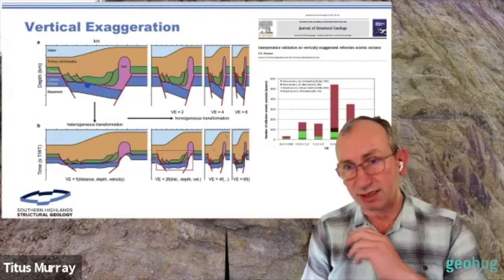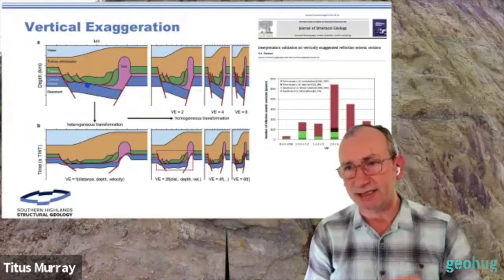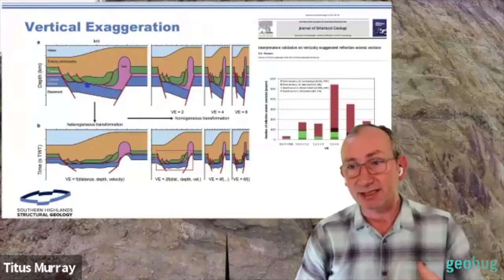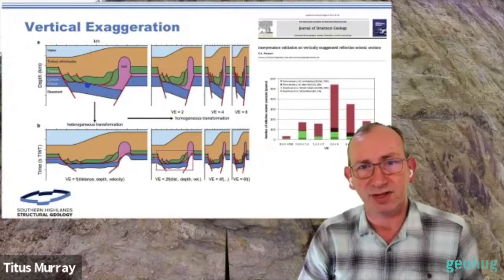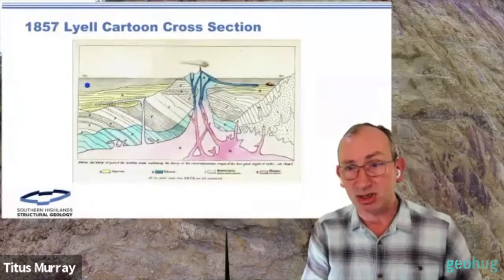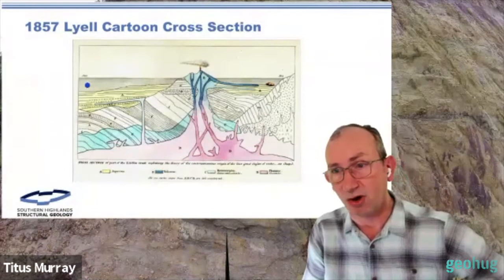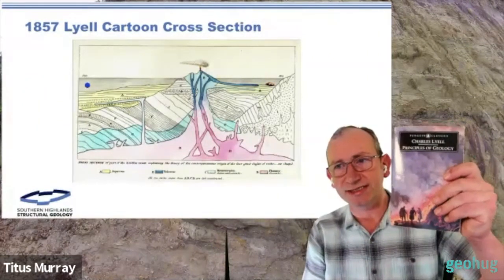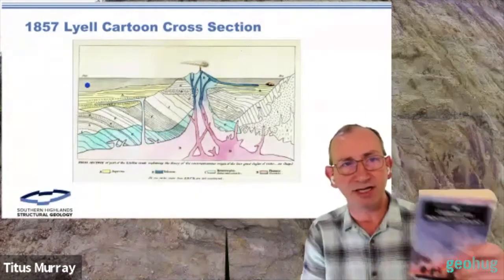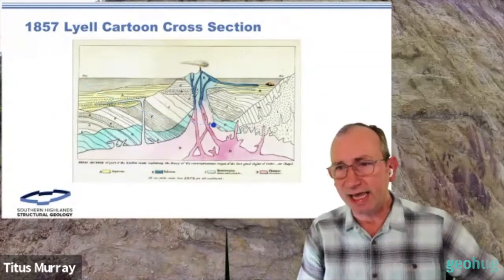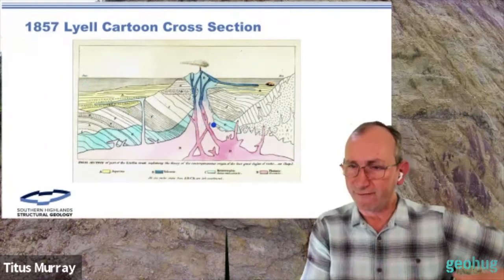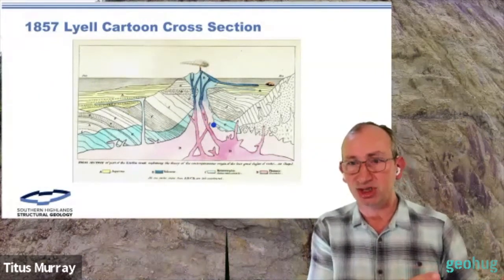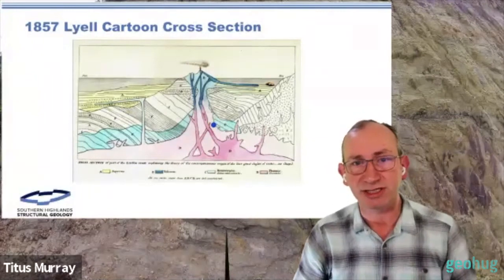Get a copy of this paper. It's open access, and just force it down everyone's throats. Tell them they need to work in time, they need to work in depth, and get their vertical exaggerations right. Because we knew how to do this. Like this is the front of Lyell's Principles of Geology. This is the front cartoon in the American edition here. And he knew how to draw a cross section. And for some reason, we've forgotten how to do that. And if you can draw a good geologic cross section, you can do a good seismic interpretation.